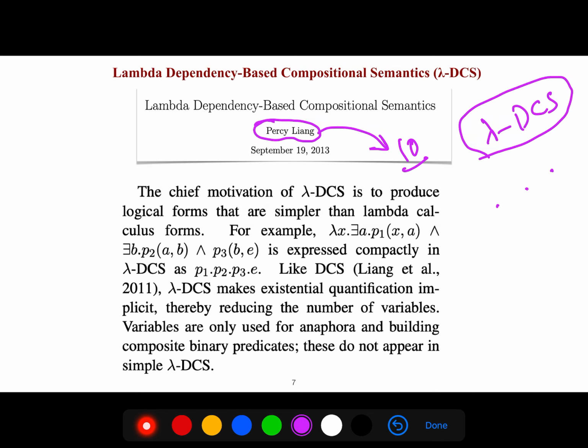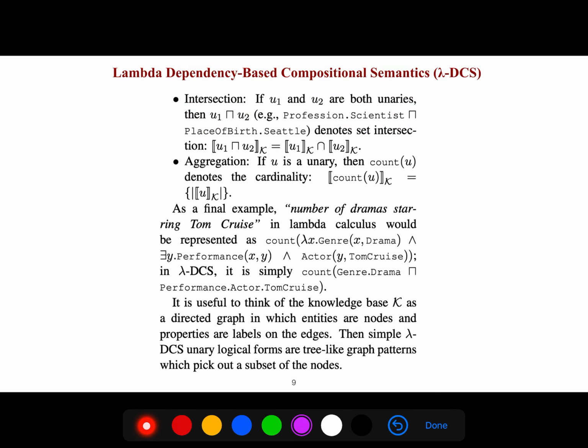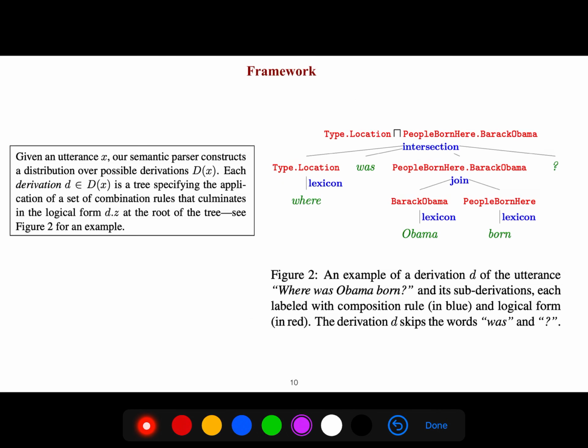We try to reduce the complexity of Lambda calculus, and then here introduce unary base case, binary join, and all those things in his article that I will explain in the next lecture. And of course, we have intersection and aggregation as well in this article. But the framework that we are talking about is like this. So this is the thing that we want to do. We don't know this type, that location, all of these dependencies.